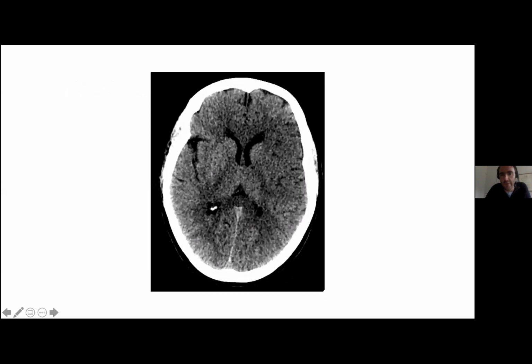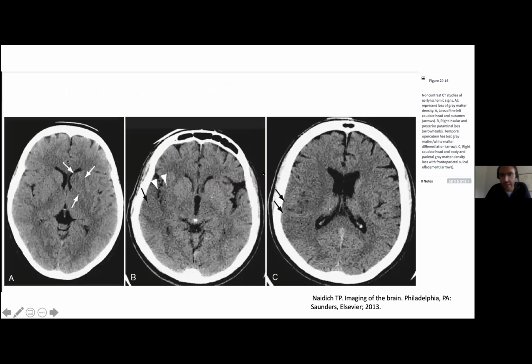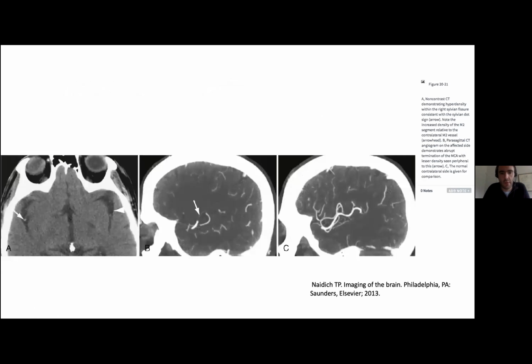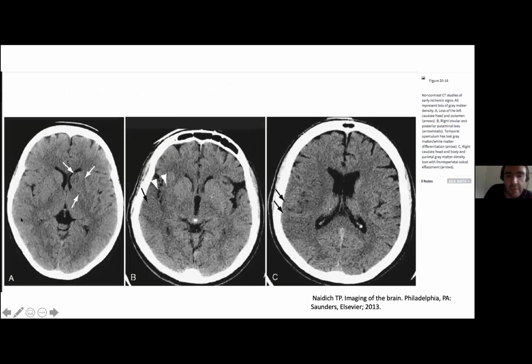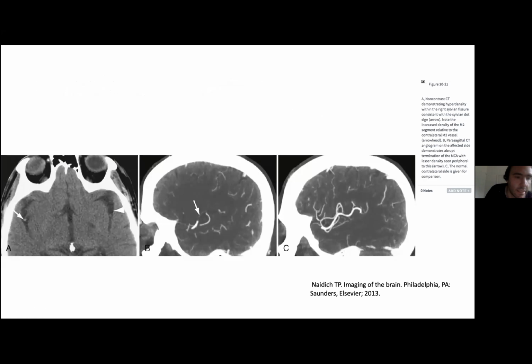Again, a bit more obvious, loss of the grey white matter differentiation, lentiform's gone. And this is a textbook example of those points which I've just been telling you about. This is a dot sign. Sometimes, instead of having an obviously hyperdense MCA, which I showed you earlier, you might just have a tiny little dot within the sylvian fissure. This is the corresponding CTA, where you get the contrast running up and then it abruptly stops, and then the clot's there. Okay.